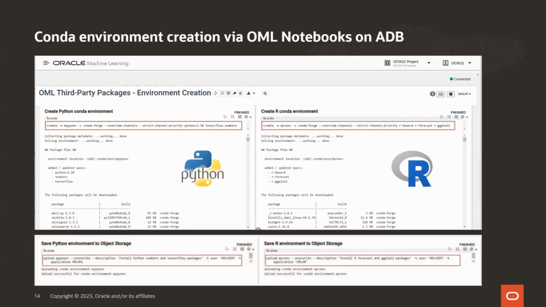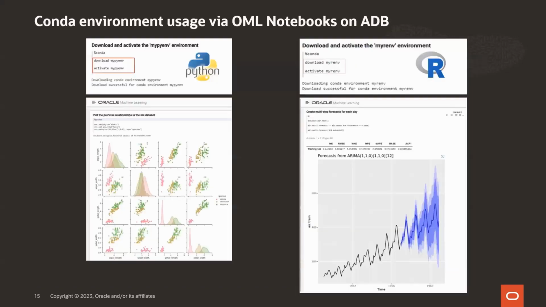Next, these are uploaded to object storage, simply using the upload command. Now you can download one or the other environment in your notebook and start using the package functionality. Here, we're using the Seaborn package to produce a pairs plot on the iris data in Python and visualize results from a forecast in R.